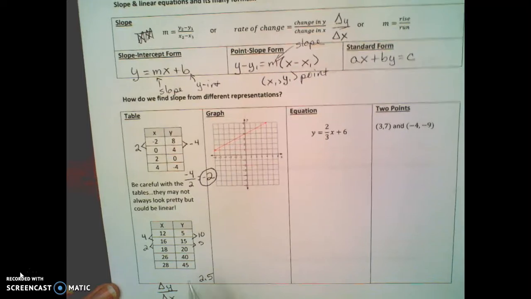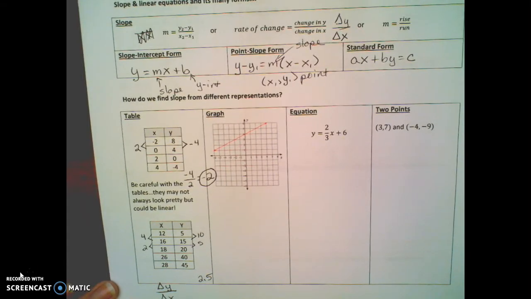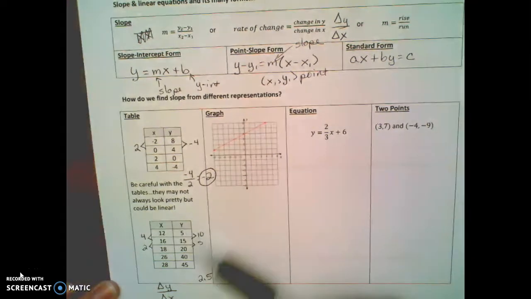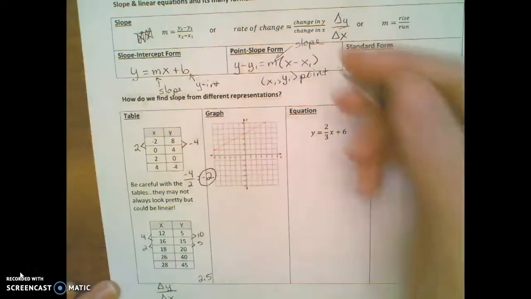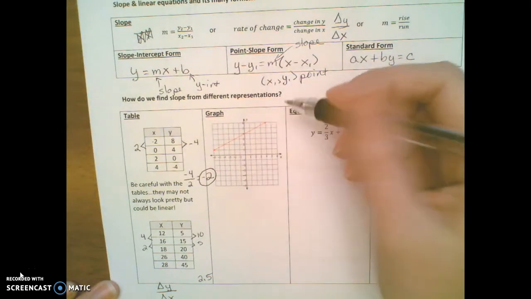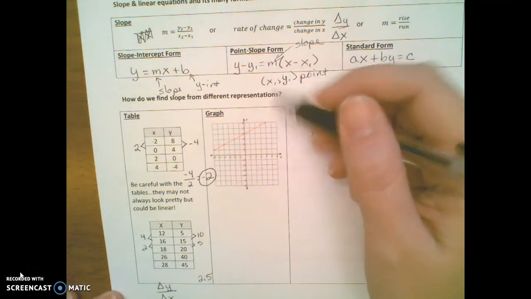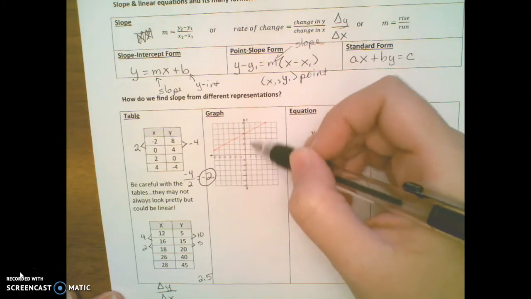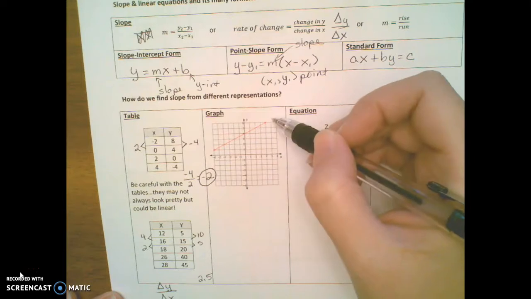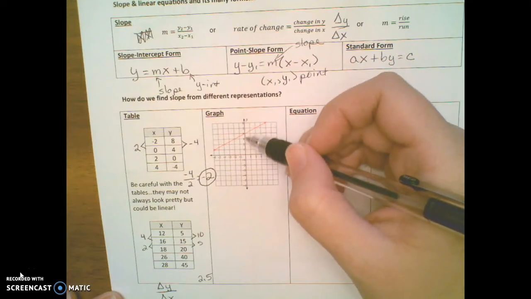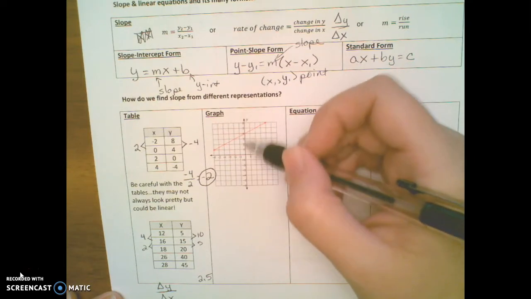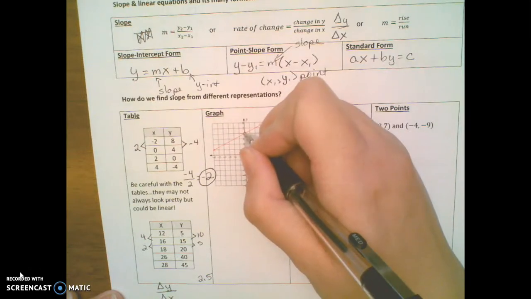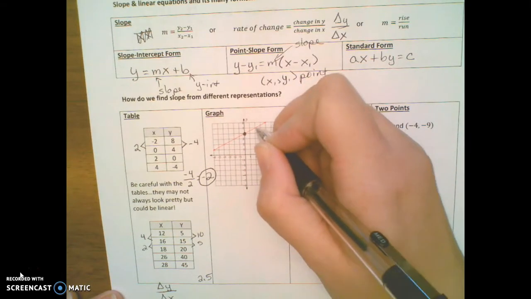So you're going to have the change in y divided by change in x every time. It might not look the same, but your ratio will be the same. Okay, from our graph, we find points. The way we find points is that the grid marks and the line all match together. So there's a horizontal line and a vertical line in our graph all going together.